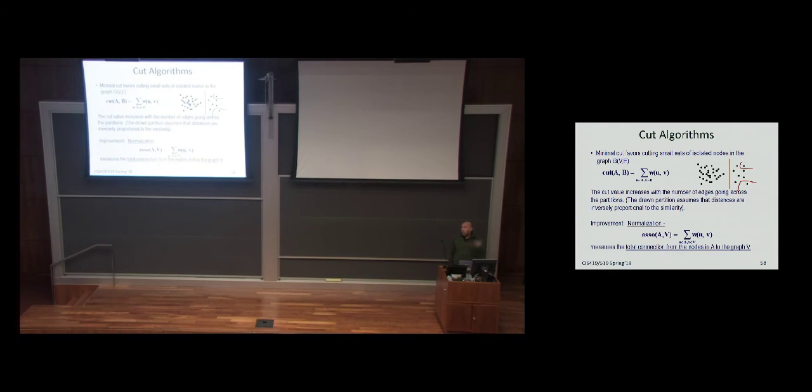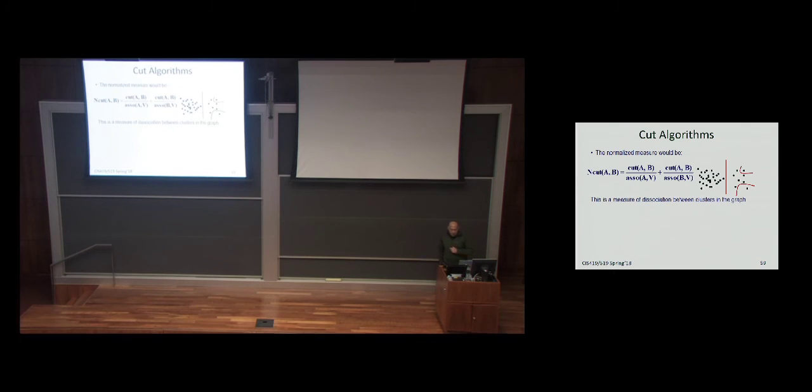V is the set of all vertices. A is a subset. And the association between A and V is the sum over all edges from A to V of w(u,v). So this is really the total connection from the nodes in A to the graph, or the rest of the graph. Now I can normalize. So I'm going to define, rather than cut between A and B, a normalized cut between A and B. It will be the cut between A and B divided by the association of A and the rest, plus the cut between A and B, normalized by the association between B and V.